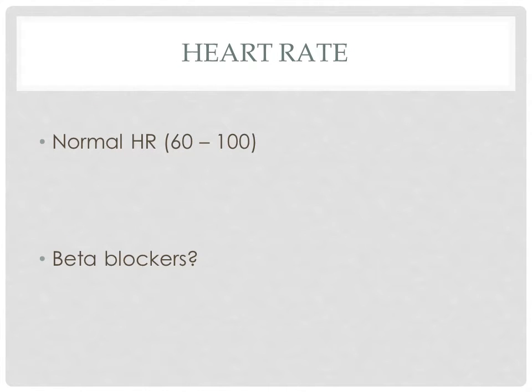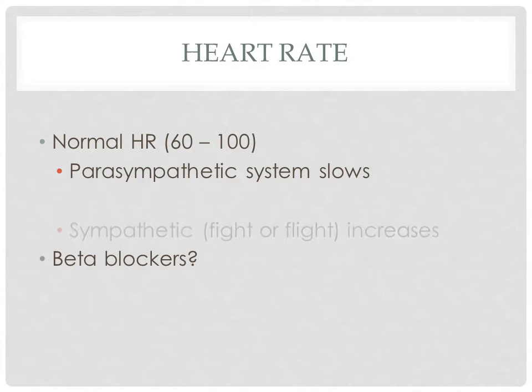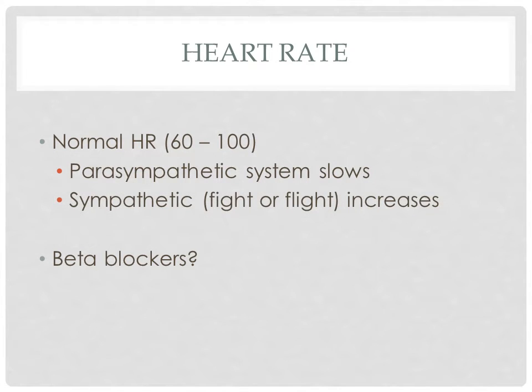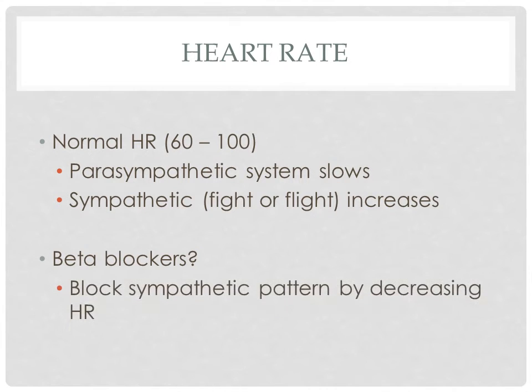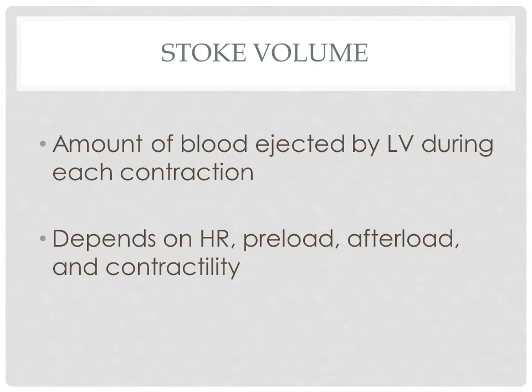So your normal heart rate is going to be 60 to 100. The parasympathetic system slows, and the sympathetic fight or flight increases the heart rate. Beta blockers are going to block sympathetic activity by decreasing your heart rate. Stroke volume is going to be the amount of blood ejected by the left ventricle during each contraction. It does depend on the heart rate, preload, afterload, and contractility.